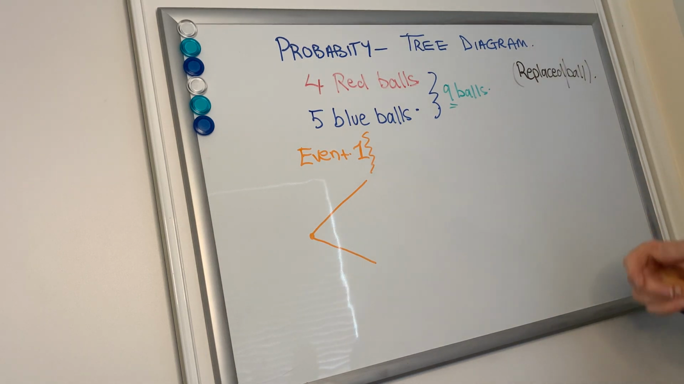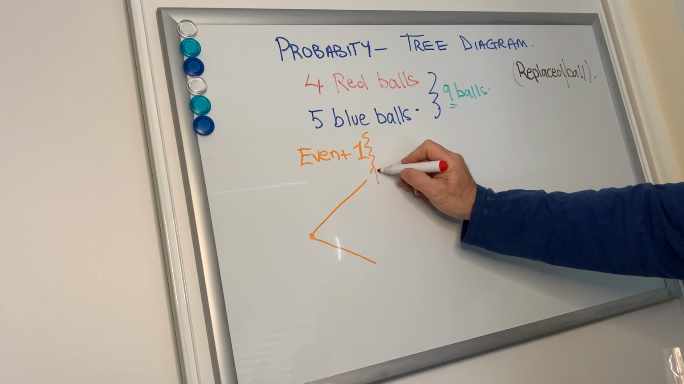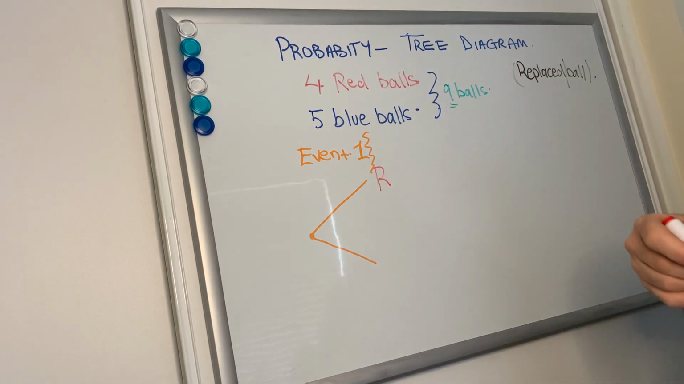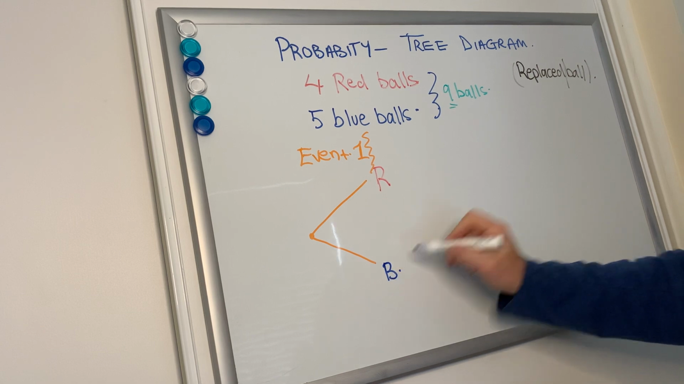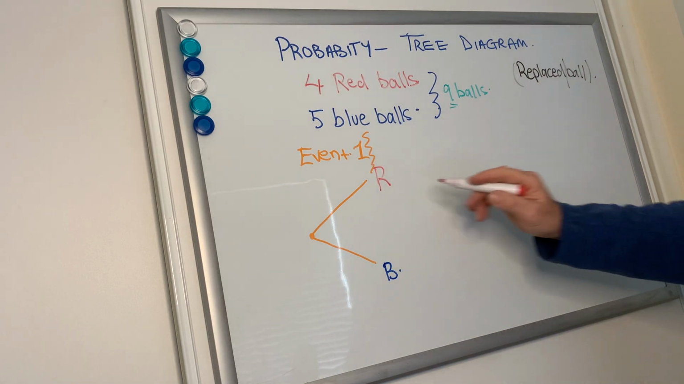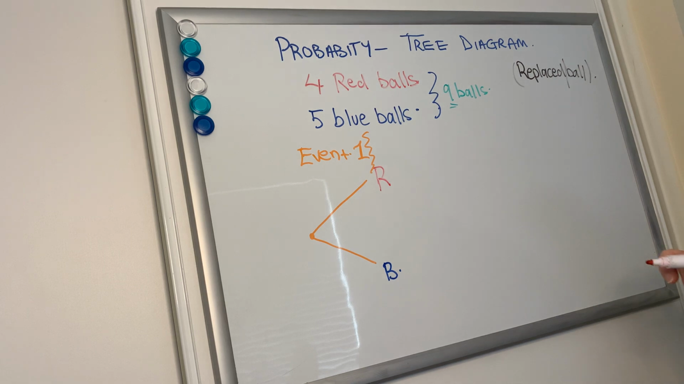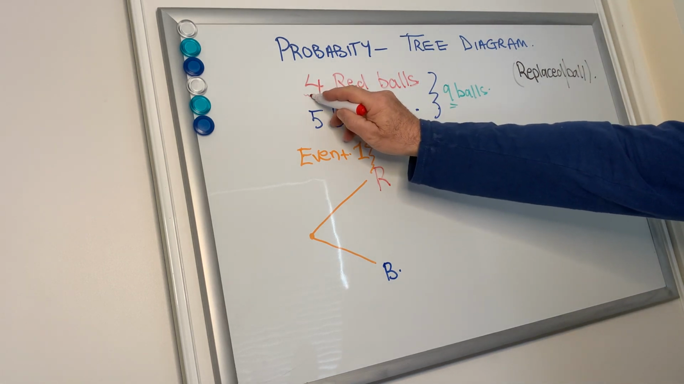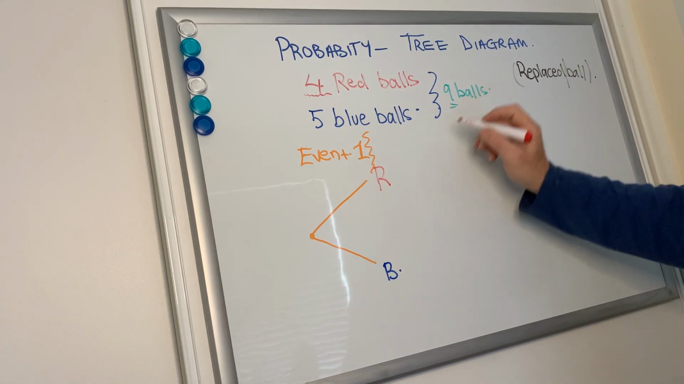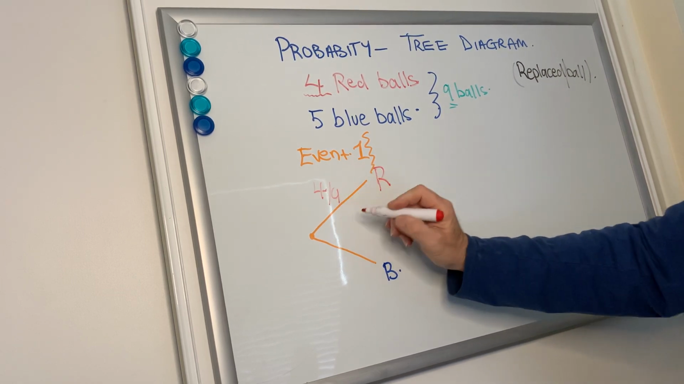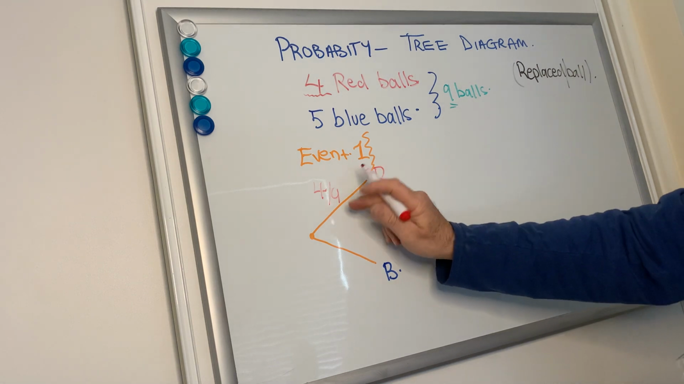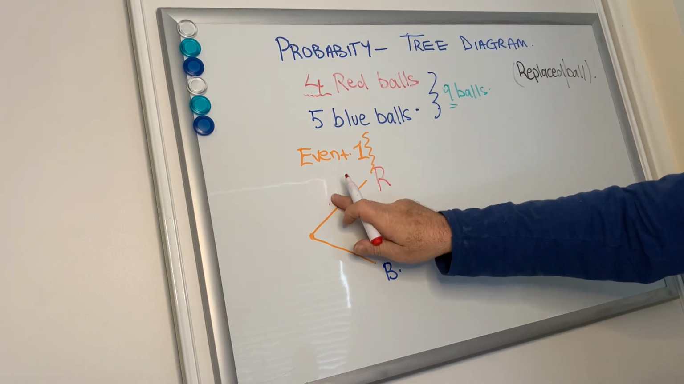And let's say this is the red ball and this is the blue ball. So now the probability of picking a red ball is simply, we've got 4 red balls, but we've got a total of 9. So it's going to be 4 divided by 9.